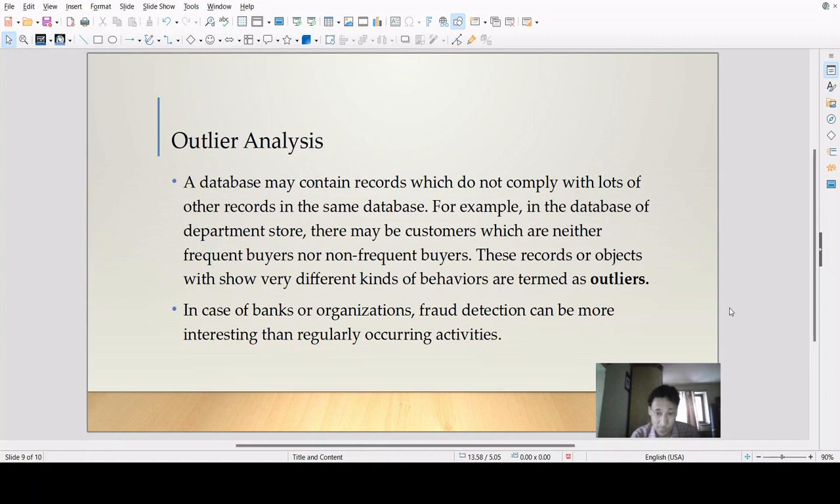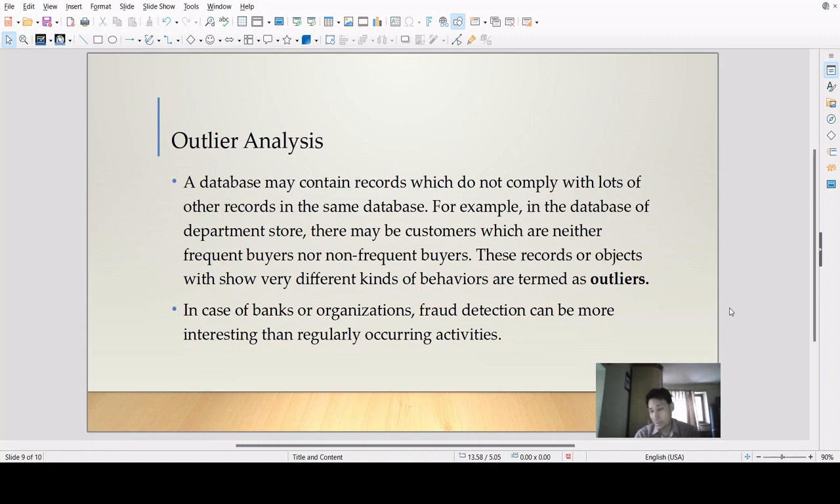But there may be some customers who come to our department store twice or thrice within 6 months. So it will be difficult to categorize these customers who rarely come to our store. These objects will not comply with frequent buyers or non-frequent buyers, and what we can say is those records are outliers because their behavior is different from frequent buyers and non-frequent buyers. These records or objects which show very different kinds of behavior are termed as outliers.